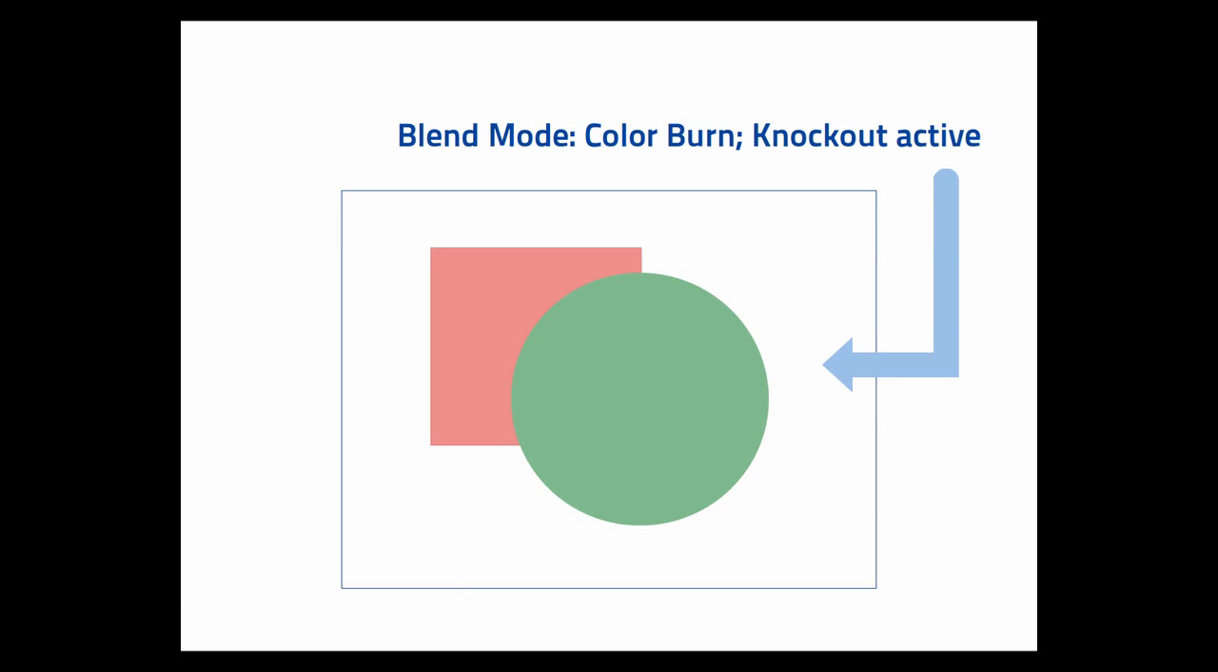This circle still has the same blend mode and the same opacity and therefore alpha values, but it knocks out what is underneath. So you can't see the effect of blending two things because nothing blends. There's nothing underneath anymore.